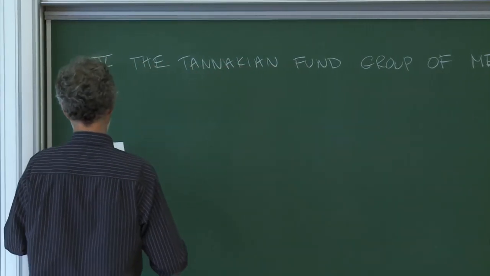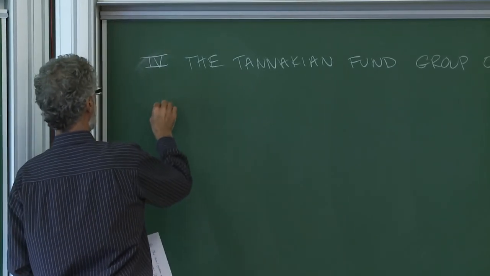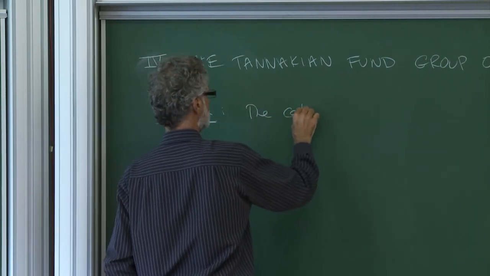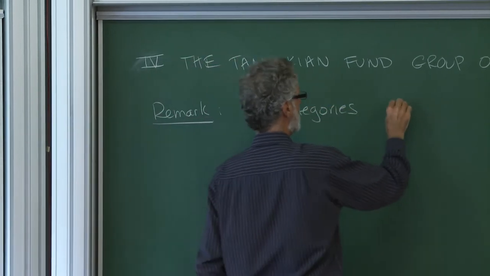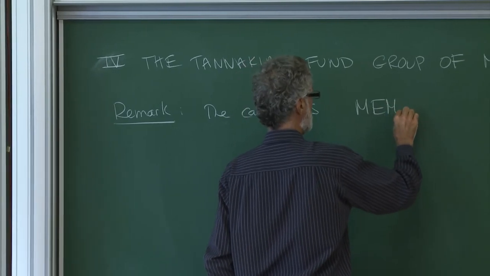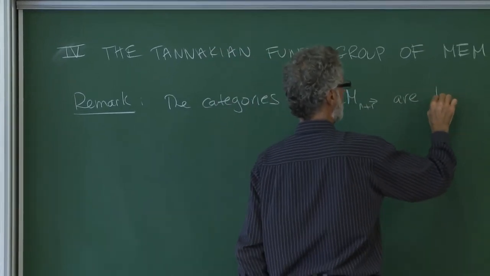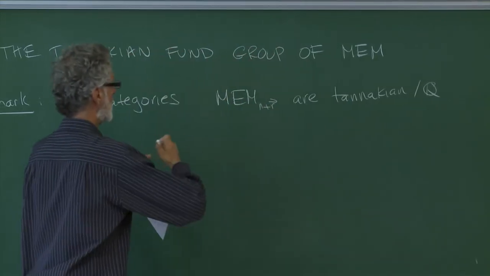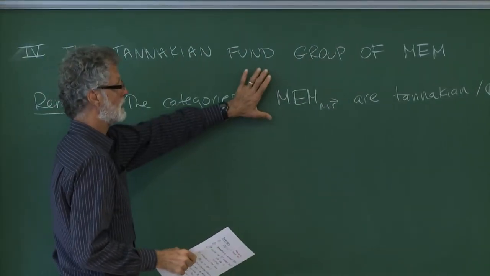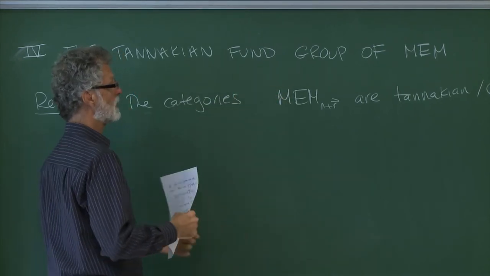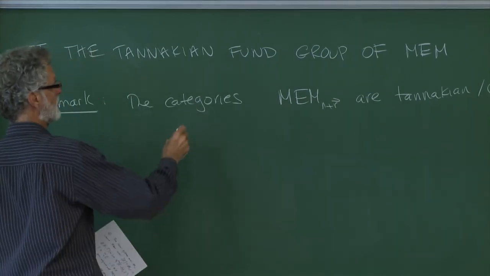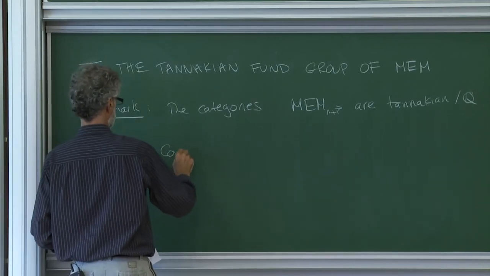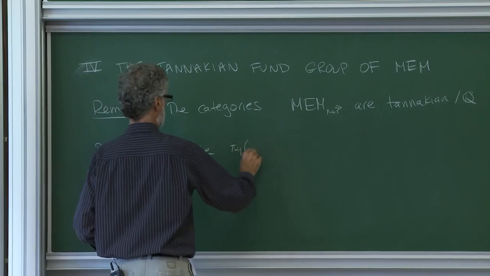So I'll just start with a remark, which is that the categories MEM and MEM N plus R are Tannakian over Q. And this means they're the category of representations of some affine group scheme, or the same, a pro-algebraic group. And this leads us to the following problem. Compute pi 1 of MEM.